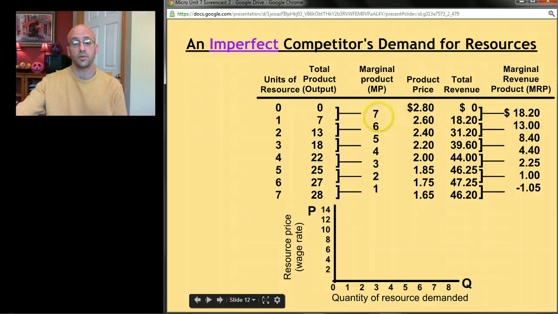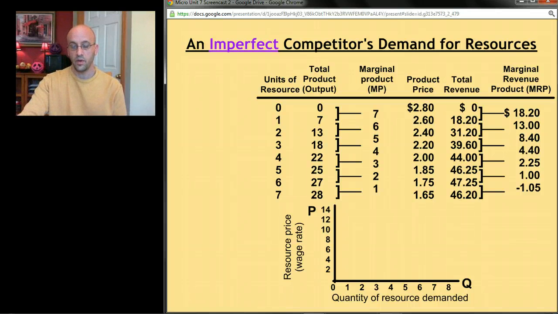We can't simply multiply the marginal product times the price anymore to figure out MRP because price is constantly dropping. We have to use the second formula here, the change in total revenue divided by the change in the number of workers. So as I go from 0 workers to 1 worker, total revenue goes up by 1820. That's what the MRP is of that first worker. As I go from 1 to 2 workers, total revenue goes from 1820 to 3120. The difference there is 1300. So that second worker is adding $1300 to my cash register. That's the MRP of the second worker.